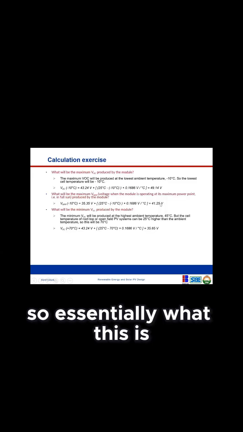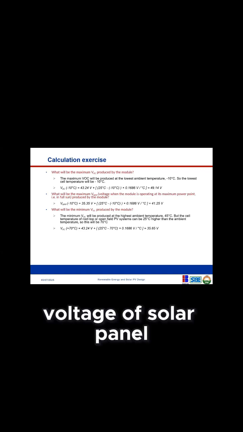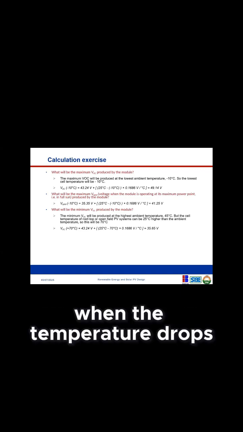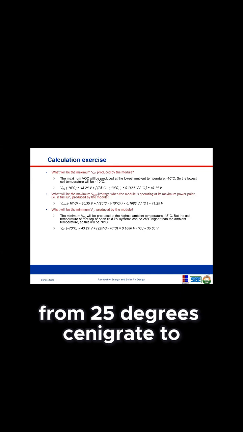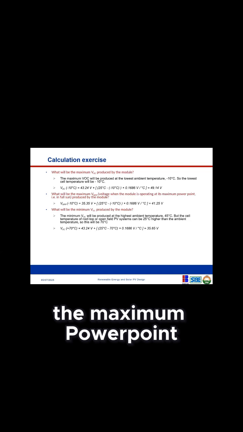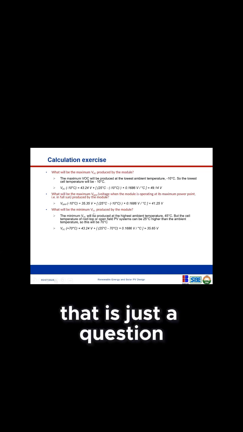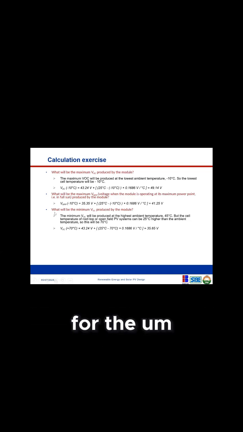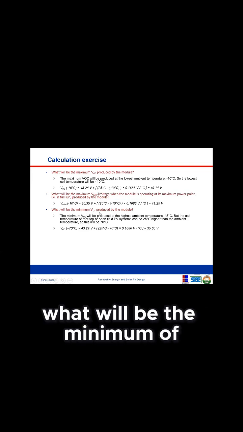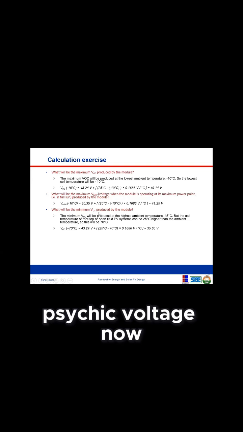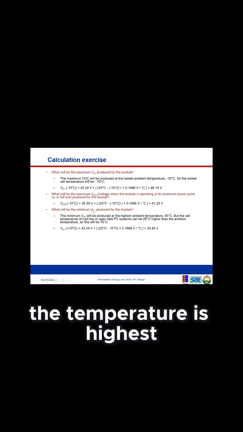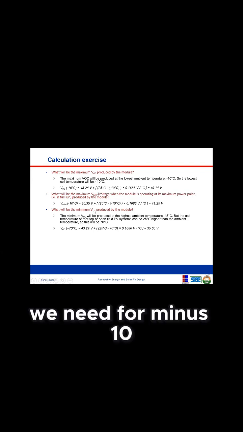So essentially, what is the voltage of the solar panel when the temperature drops from 25 degrees centigrade to minus 10 degrees centigrade? What is going to be the maximum power point voltage? That is just the question. And the same thing goes for the next question. What will be the minimum open circuit voltage? Now, the minimum is going to be when the temperature is highest. You remember here we did it for minus 10.